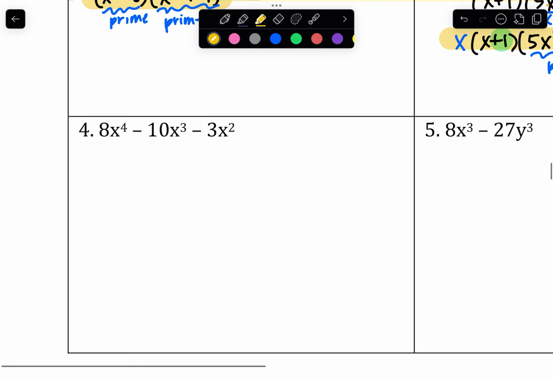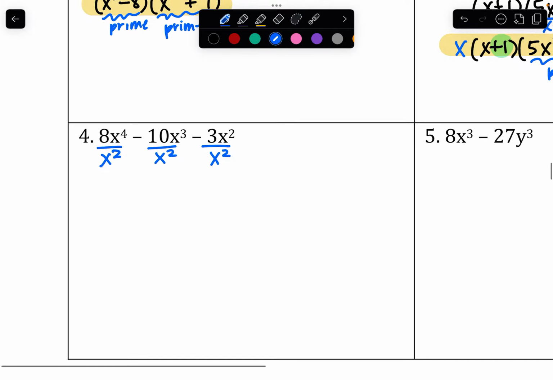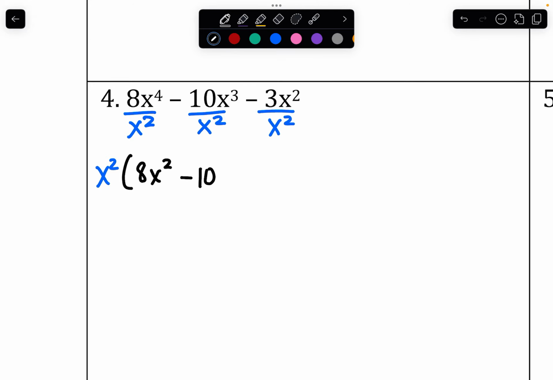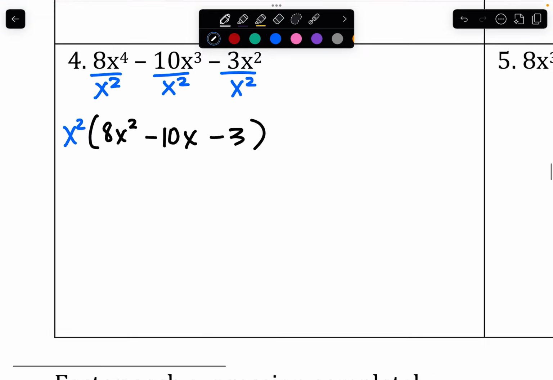Okay, looking at this next example, there's 3 terms and we go from 4 to 3. But luckily, we also have an x squared here, so there's a GCF of x squared that we need to divide out right off the bat. There's really nothing else we can do until we get the x squared out. And so with that x squared out, I would be left with 8x squared minus 10x minus 3.